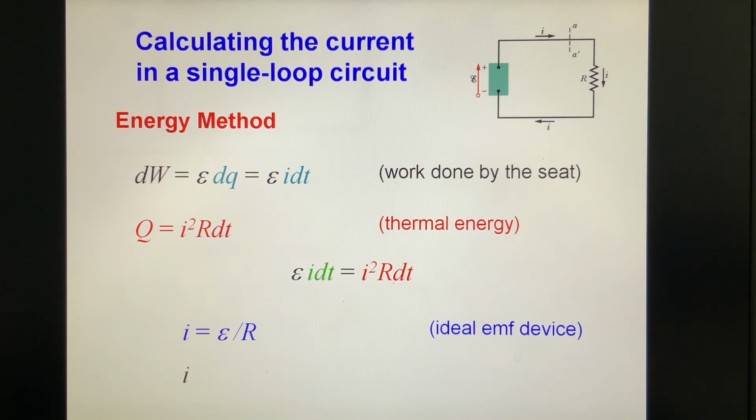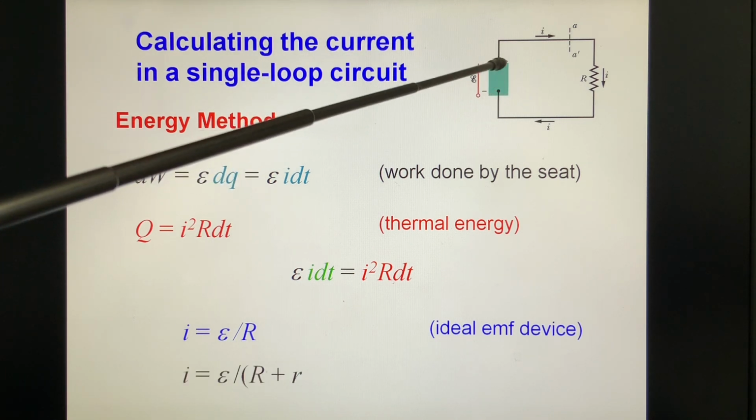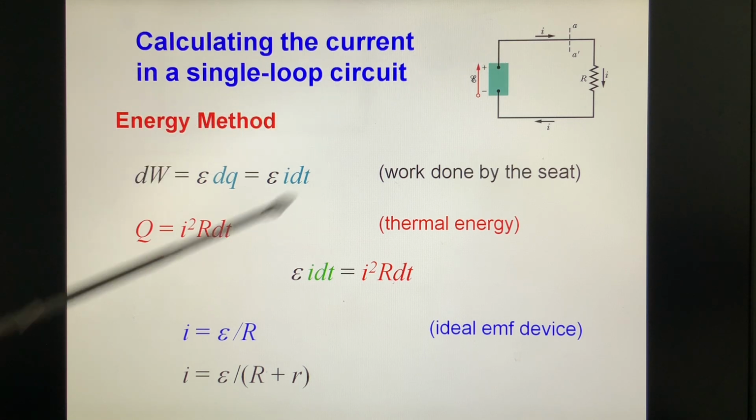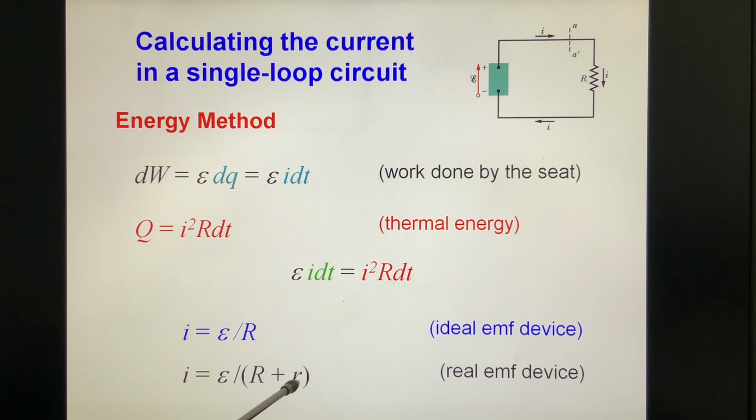Actually, real devices have internal resistance. So I equals epsilon over R plus r, where r is the internal resistance of the electromotive force device.